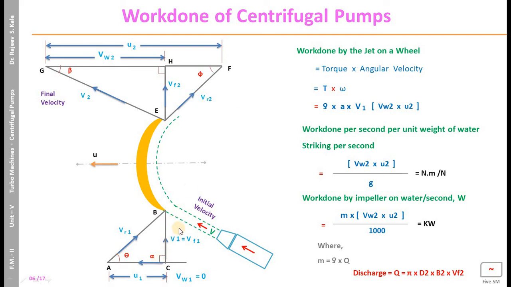In this case, remember, in all the cases of centrifugal pump, water enters radially. How do we understand the eye of the impeller? It is at 90 degrees. So alpha is 90 degrees. So VW1 is 0.